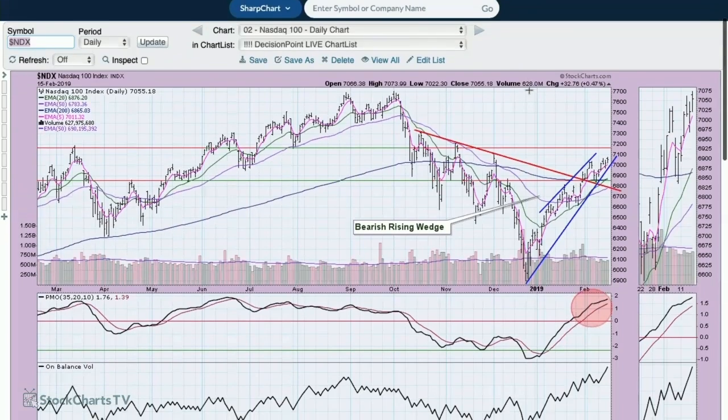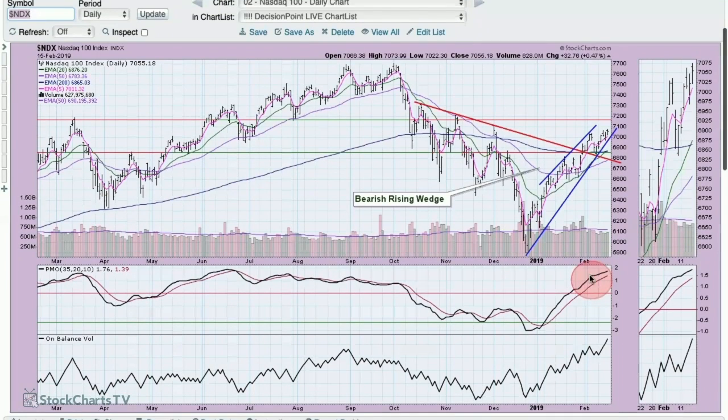All right, NASDAQ is now looking at a rising wedge and also an overbought PMO. But we are getting confirmation of this rising trend. And the OBV just set another higher top reading. So that tells you that volume is behind this move.